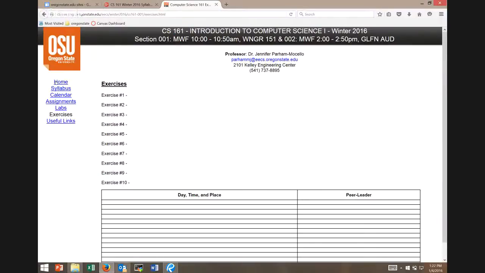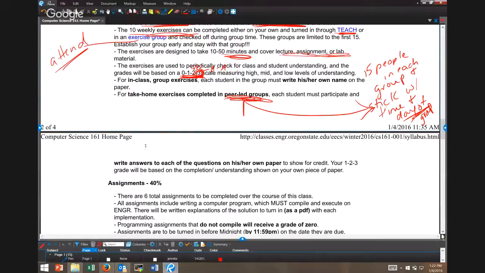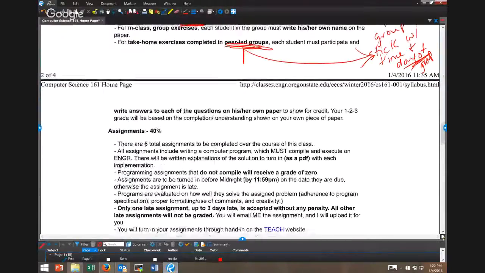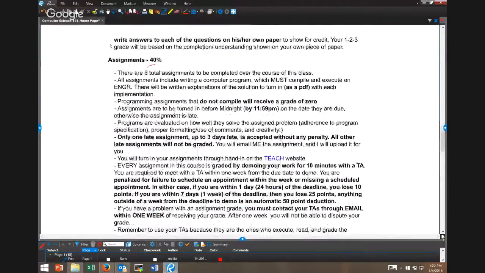On top of that, let's go back to the syllabus. We have assignments. Assignments are 40% of your grade. There are 6 total assignments to be completed.